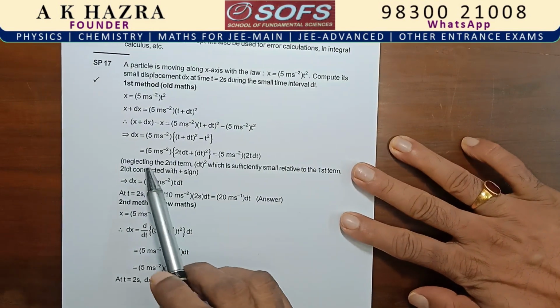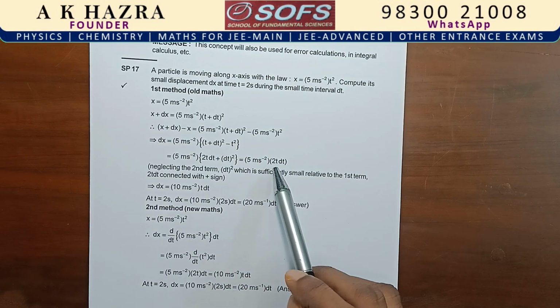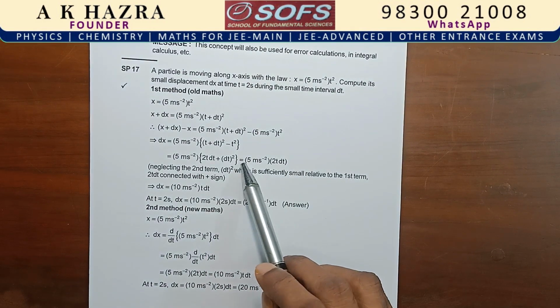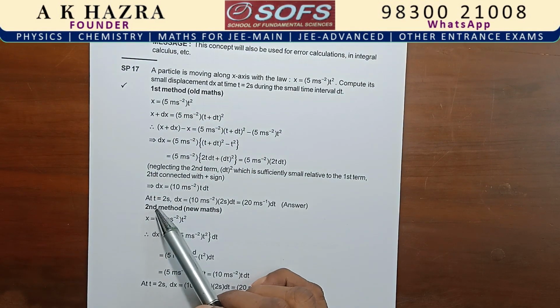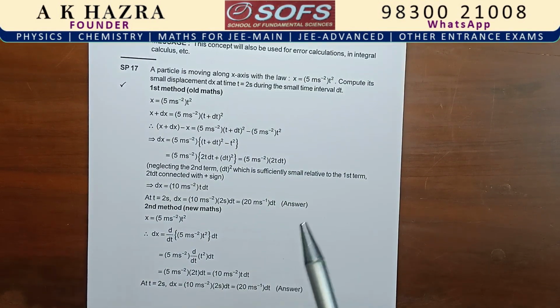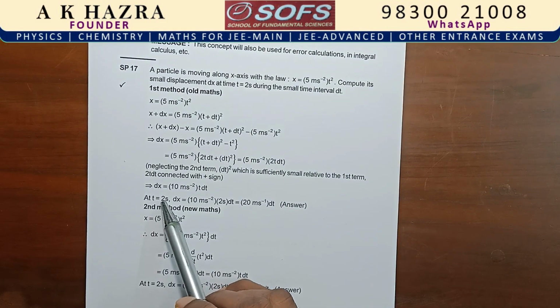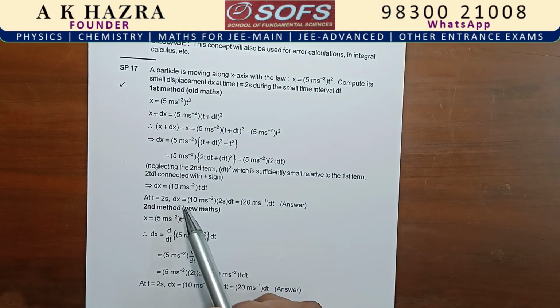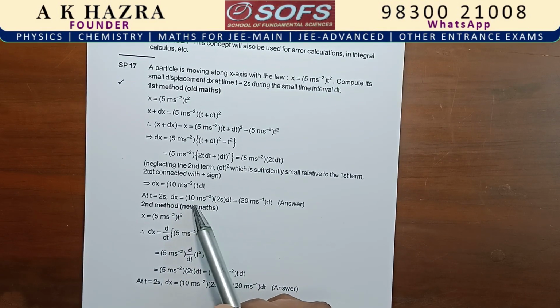So ultimately we will have 5 meter per second square into 2t dt. Now this will be equal to what? 10 meter per second square t dt. Now find dx at t equal to 2 seconds for the small time interval dt. Put t equal to 2 seconds. So we will have dx equals 10 meter per second square times 2 second dt. This will be 20 meter per second.